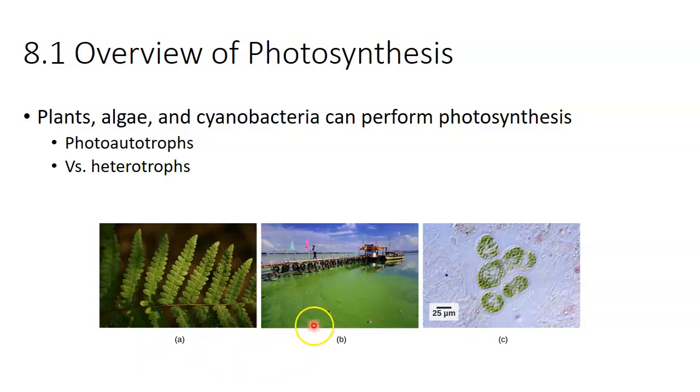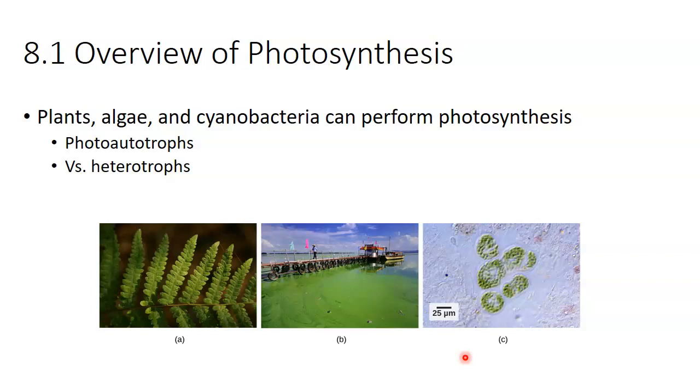What else? Algae. Aquatic algae, which we can see here. All this green biofilm that we have here is all aquatic algae. And then lastly, if you remember back to this picture, from chapter 1, I believe, this is a picture of cyanobacteria. These are photosynthetic prokaryotic bacterial cells. All of these organisms, land plants, algae, and cyanobacteria, are capable of performing photosynthesis.